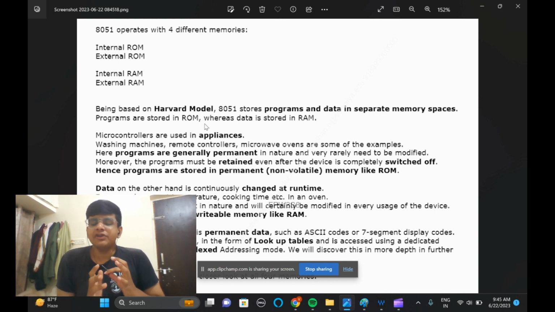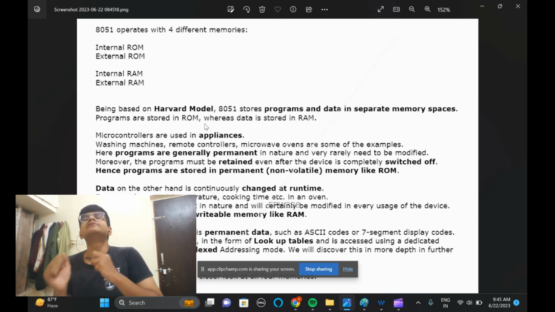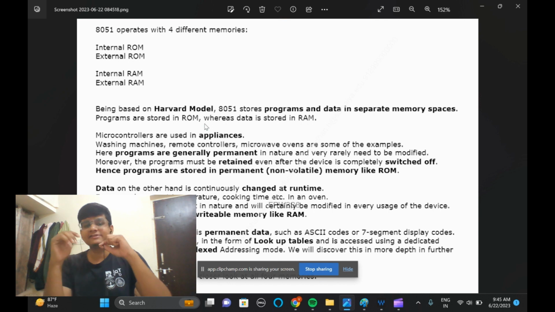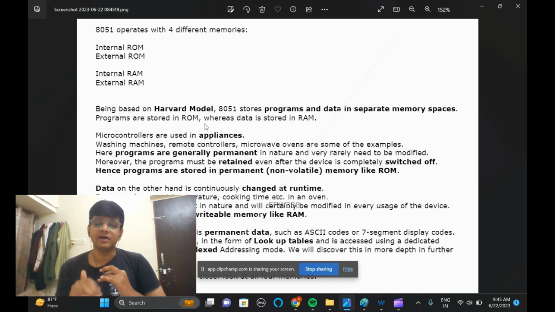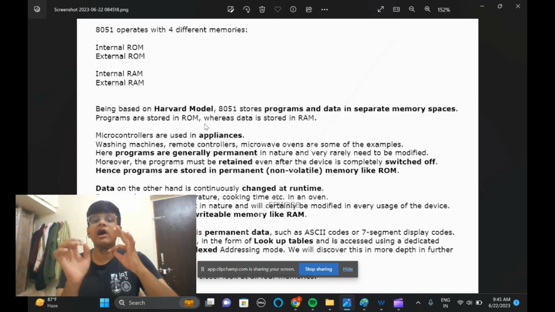It does not require segregation, saying this part of memory is RAM, this part is ROM, this part is non-volatile, this part is volatile. That doesn't need segregation. But the 8051 architecture is based on the Harvard model.